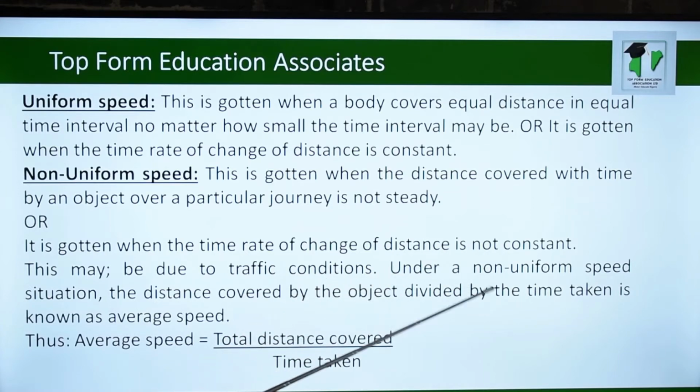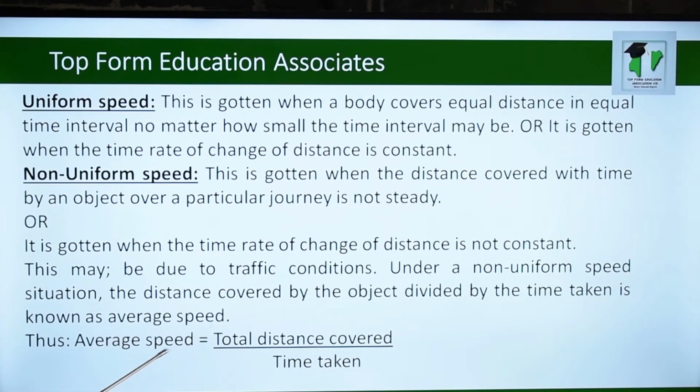Under a non-uniform speed situation, the distance covered by the object divided by the time taken is known as average speed. Non-uniform speed is always gotten due to traffic conditions. It could be you have potholes on the road, you have checkpoints. These are some of the things that may bring about non-uniform speeds. Now, the distance covered by the object divided by the time taken is known as average what?